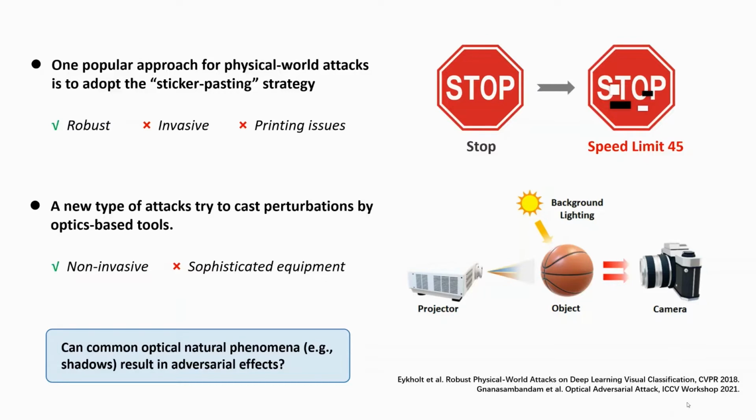Recently, a new type of attacks try to cast perturbations by optics-based tools. This is a good idea since it's non-invasive, making attacks more flexible and stealthier. However, all existing methods require sophisticated man-made equipment like a projector. So here is a question. Can common optical natural phenomena like shadows result in adversarial effects?